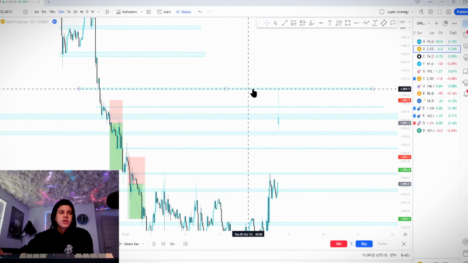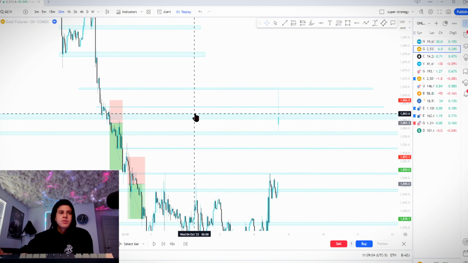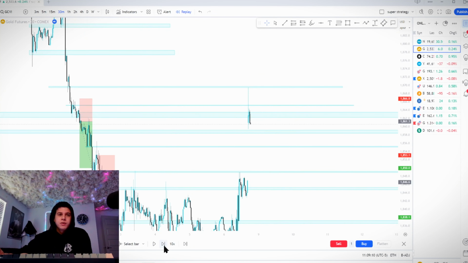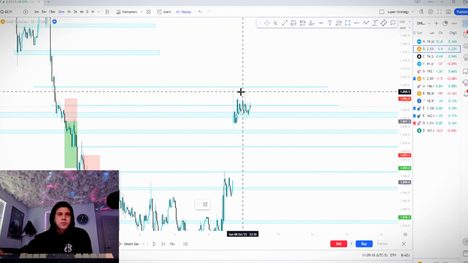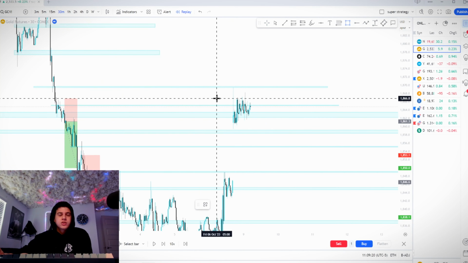We have this zone here that we tapped into. What I'm going to do is actually find my range. Okay, choppy. Remember guys, we don't really trade market open, so we'll be fine if we just miss out on these trades. This zone here.